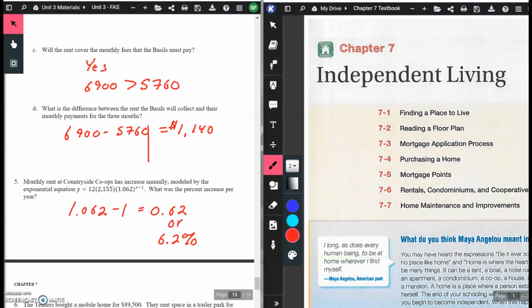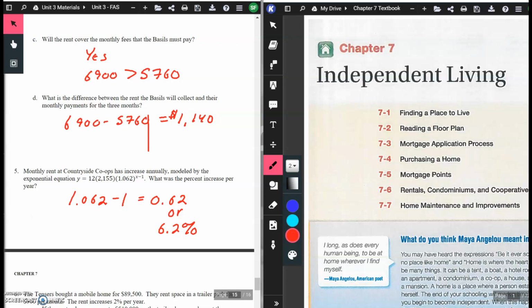Number 5, monthly rent at Countryside Co-ops is increased annually, modeled by the exponential equation y equals 12 times 2155 times 1.062 to the x minus 1. What is the percent increase? So we're not going to focus too much on this one. I'm just going to point out a few key parts. The percentage is the 1.062. You subtract 1, meaning 100%, and you get a leftover of 0.062. So that means how much is over 1? Well, it's 0.062 over 1. So that's going to be a 6.2% increase. Don't worry too much about number 5. I just wanted to point it out a little bit.